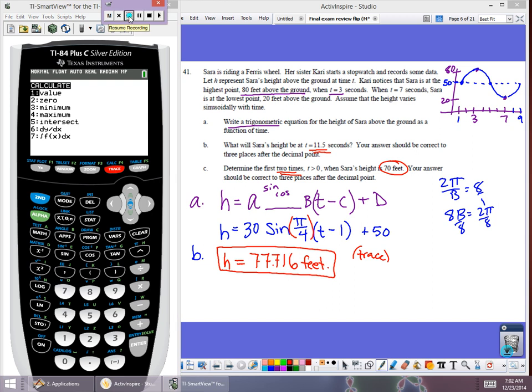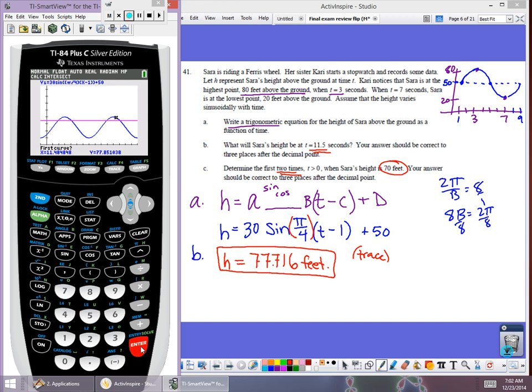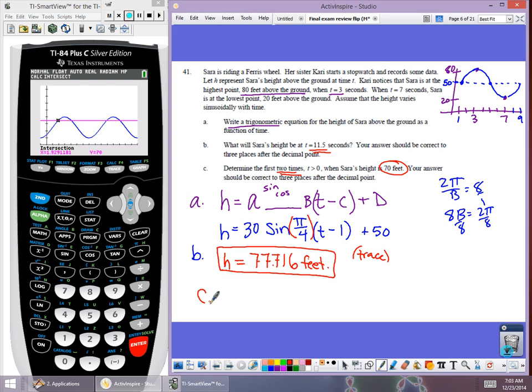Sorry for that interruption. Okay, so let's see, what was I saying? Okay, we want to find those first 2 intersects, so I'm going to hit 5. And I'm going to go first curve, yes. Second curve, yes. My guess is 1, 2. I'm going to say 2 is my first guess. Aha! So this is my first time I hit 70 feet.